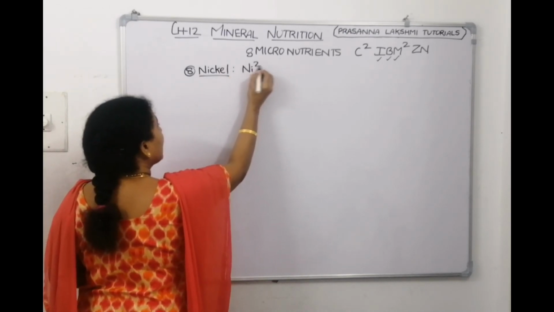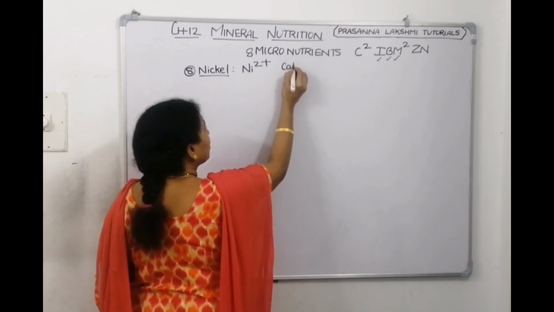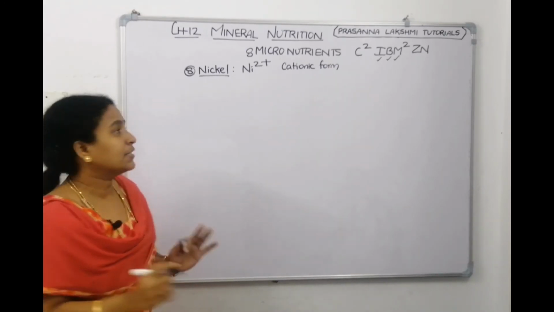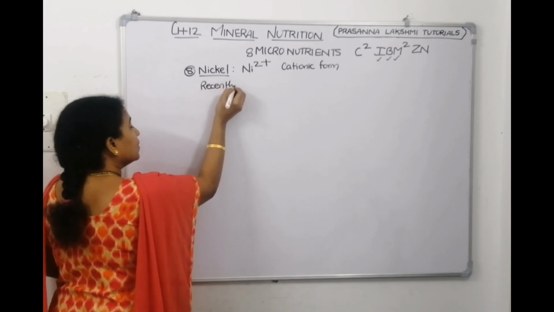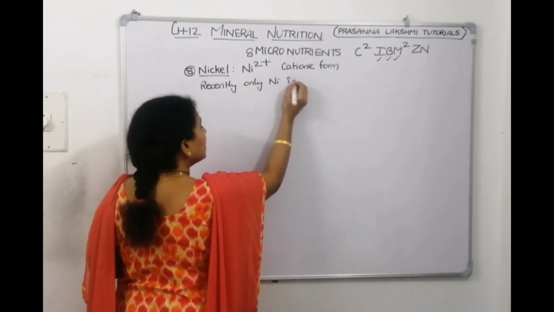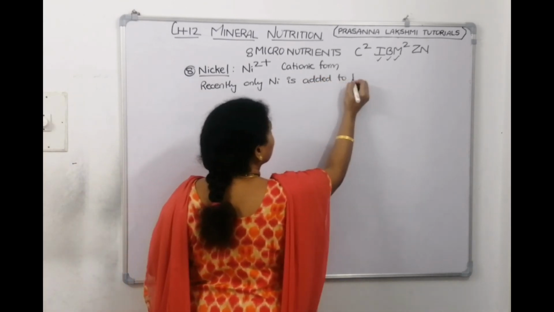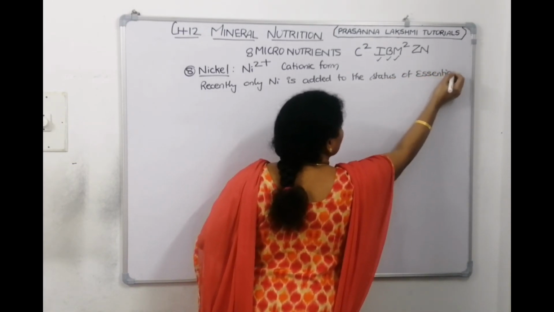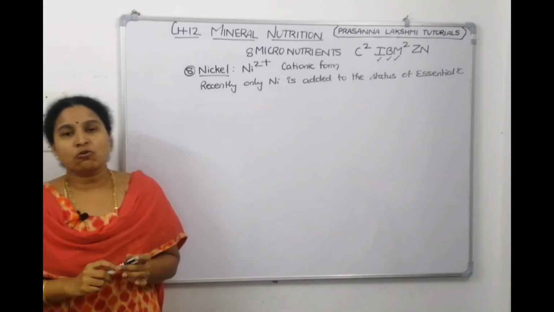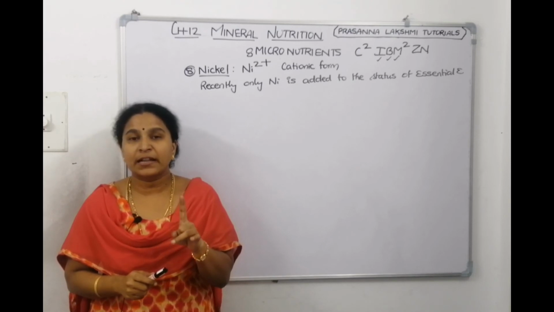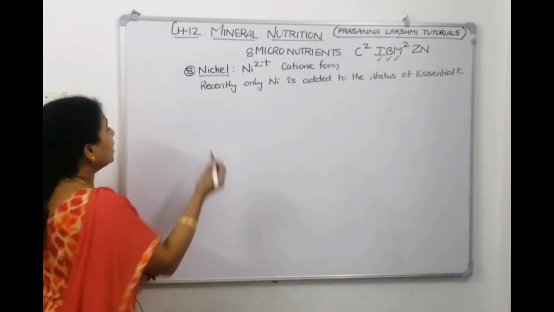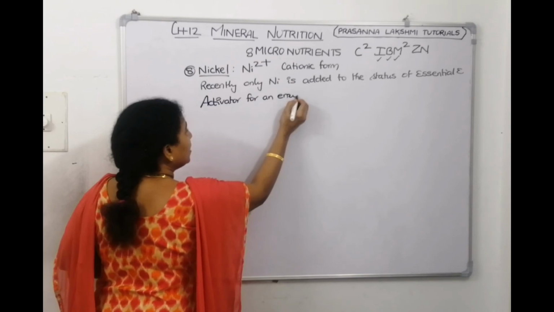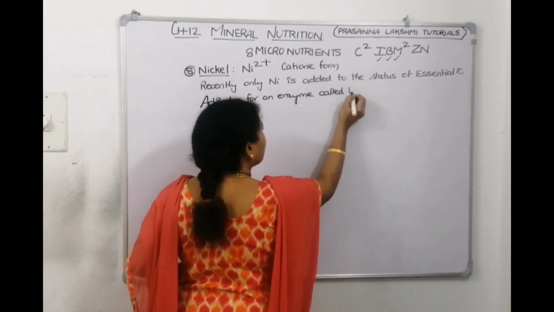Plant absorbs nickel in the Ni2+ cationic form, and only recently nickel has been added to the status of essential elements. Now, what is the major role of nickel? Nickel acts as an activator for an enzyme called urease. Let us write down: nickel acts as an activator for an enzyme called urease.